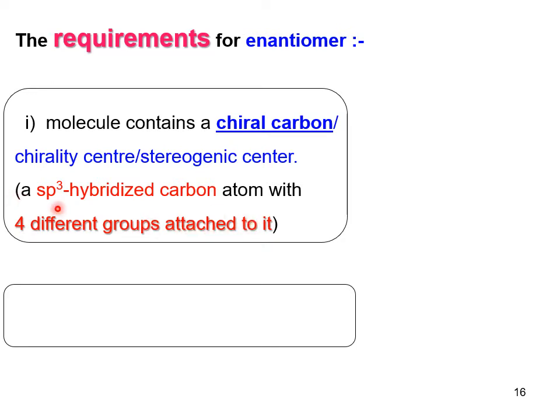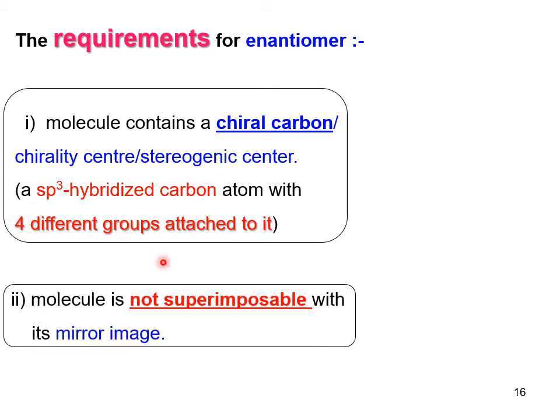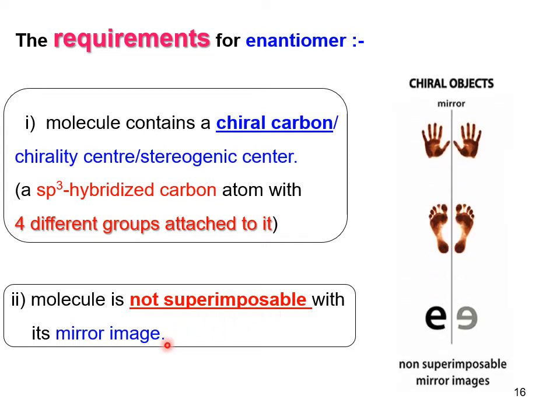So remember, what is an sp3 hybridized carbon? It means the carbon must have 4 single bonds, and the 4 single bonds must attach to 4 different atoms or groups. The second requirement is the molecule is not superimposable with its mirror image. What is superimposable? What is mirror image? Let's check. You see? This is a mirror image, something like a reflection, okay? And this is a mirror image as well.